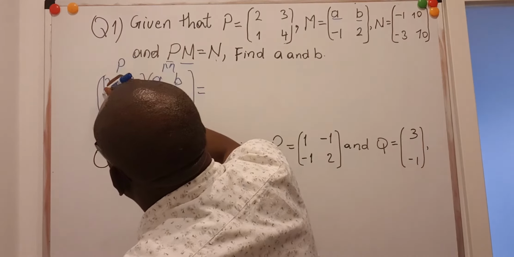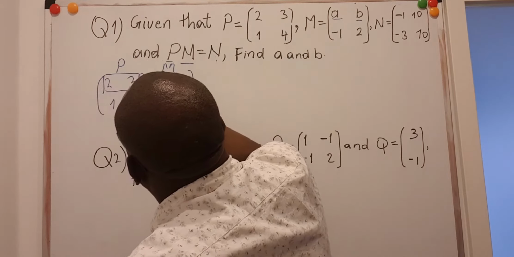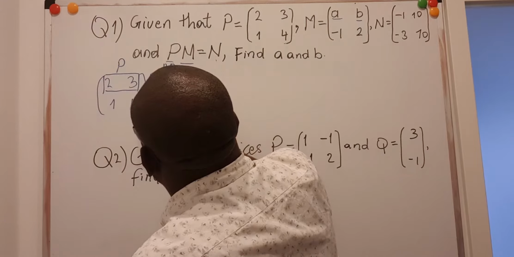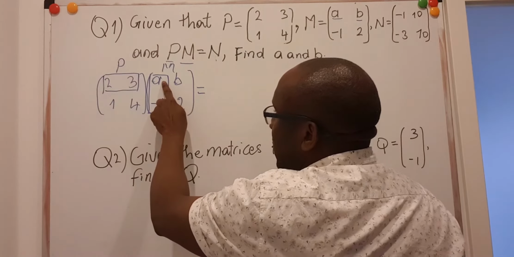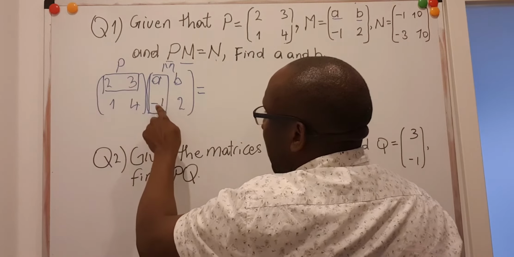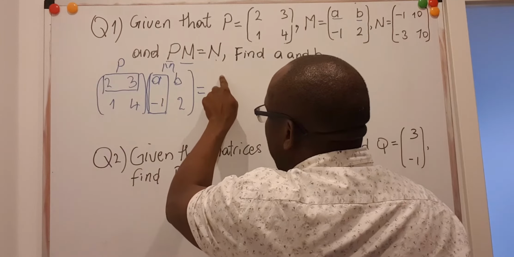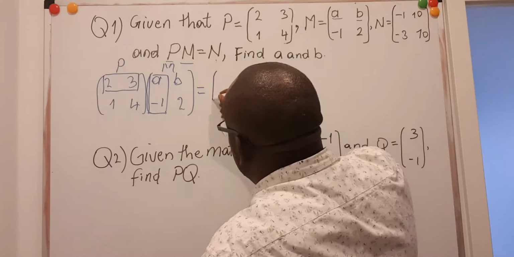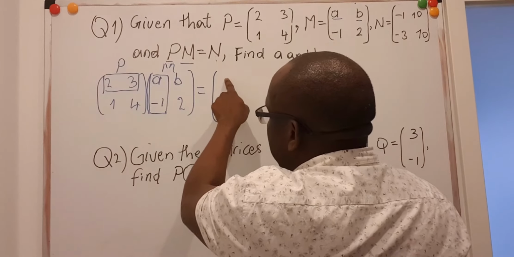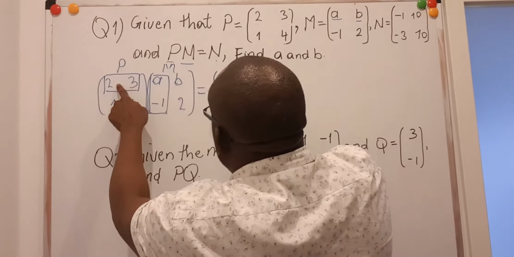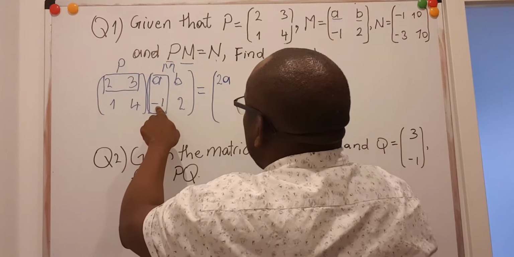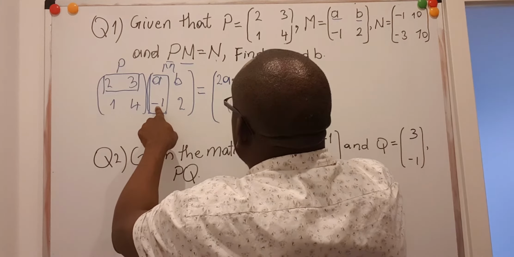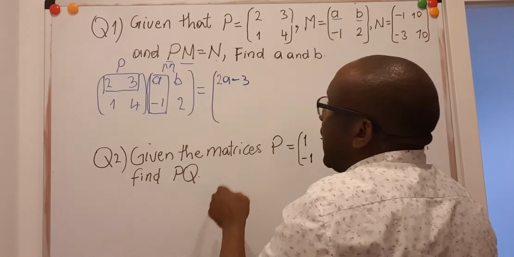So how do we do it? I take this and I multiply with that. So that's how it goes. These 2 will multiply this A plus 3 multiplied by this, and that will be the answer for the first element in the new matrix. So my first element here is 2 times A, which is 2A, plus 3 times minus 1, that's minus 3. So that's the first element there.